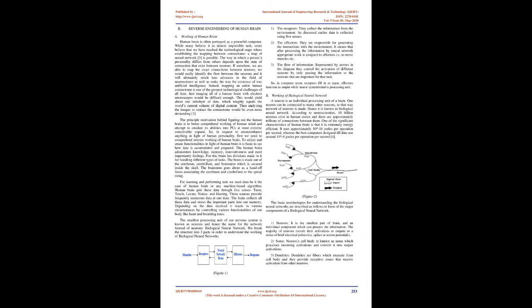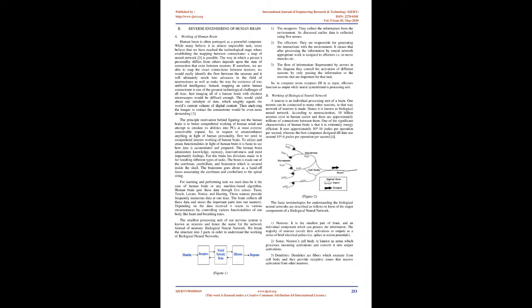The principal motivation behind figuring out the human brain is to better comprehend the working of the human mind and attempt to emulate its abilities in computers to the greatest possible extent. So, in order to create or enhance anything based on the human mind, first we need to comprehend the internal working of the human brain. To utilize and create functionalities based on the human brain, it is basic to see how data is gathered and processed. The human brain governs knowledge, memory, creativity, and most importantly emotions.